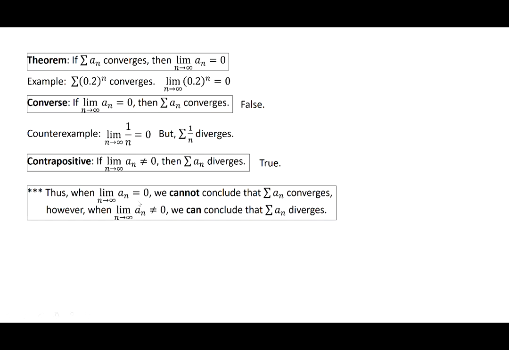Now, I don't know how I can stress the importance of this boxed thing. I put 3 stars on it because it's very vital that you recognize it and remember it. When the limit of a sub n is equal to 0, you cannot conclude sigma a sub n converges. But when the limit of a sub n is not equal to 0, you can conclude the series diverges. Cool? Let's move on. Keep that in mind.